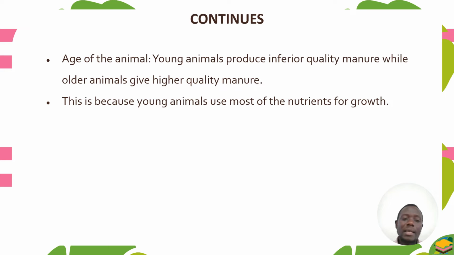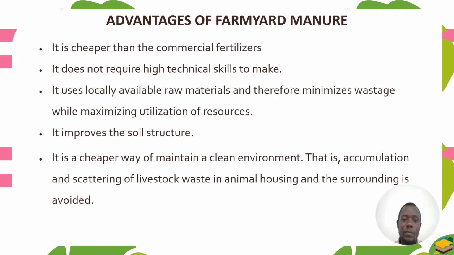Also, there is the age of the animal. Young animals produce inferior quality manure, while older animals give high quality manure. The reason is that most of the nutrients in young animals are used for bodybuilding and growth, while older animals are already grown up. Therefore, they don't use those nutrients for growing purposes. They produce good quality manure.